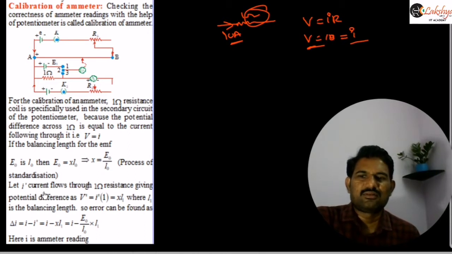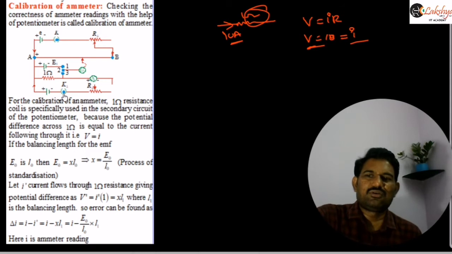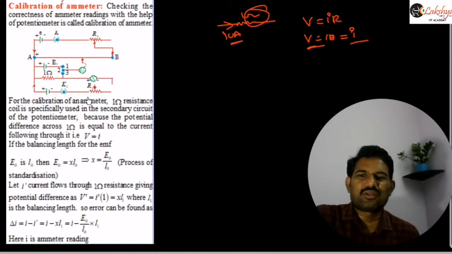Then let current I dash flow through this 1 ohm resistance, giving a potential difference V dash equal to I dash into 1, which is X into L1, where L1 is a balancing length. Now this I dash is assumed to be the reading of this ammeter. The current flowing through this, according to this ammeter, we write as I dash. So I dash into 1 is equal to X into L1, right?